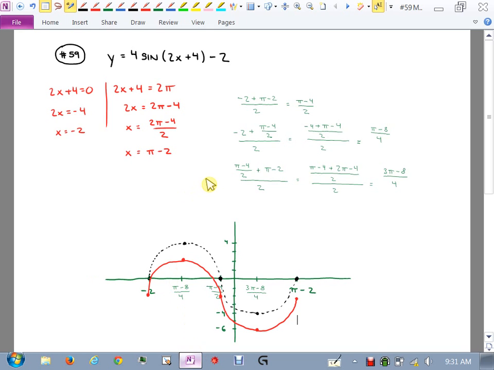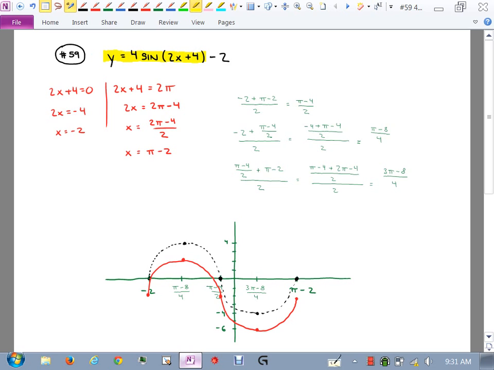Okay, class, I've had an email question about number 59 and number 97 and number 37 on the review. So I'm just going to run through these real quick for you. We're asked to graph y equals 4 sine of 2x plus 4 minus 2. Because I realize that I'm going to have a sine function with a downward shift with this -2, I'm actually going to focus all of my attention first on graphing this, and then I'll just move it down 2.